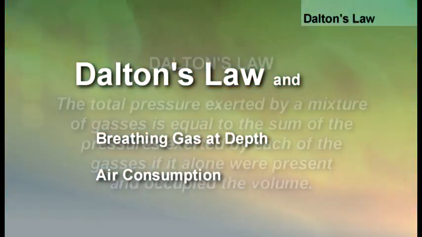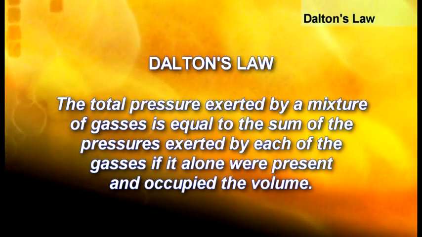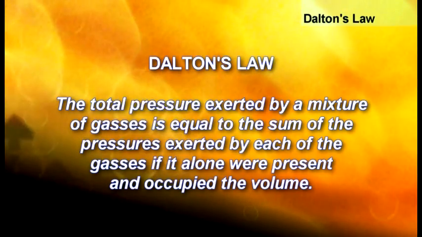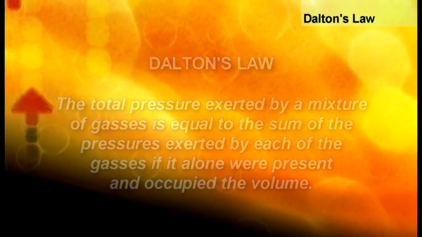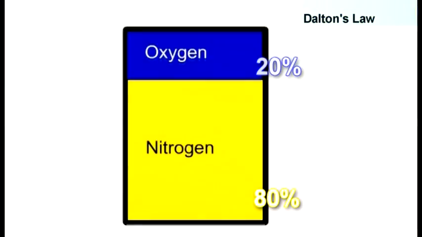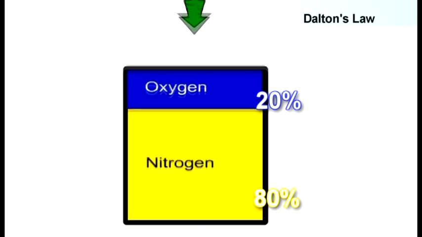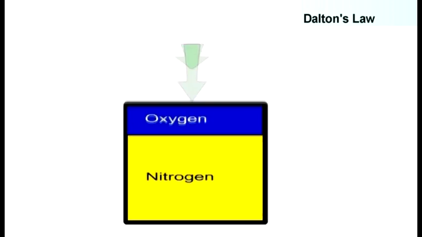Dalton's law states that the total pressure exerted by a mixture of gases is equal to the sum of the pressures exerted by each of the gases if it alone were present and occupied the volume. Simply stated, mixed gases will stay in the same proportions under pressure. One gas in a mixture will not compress more or less than another.